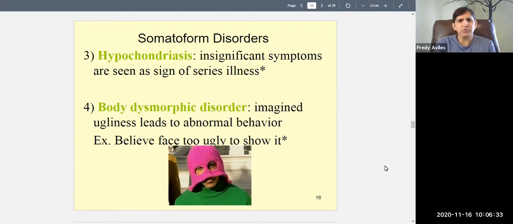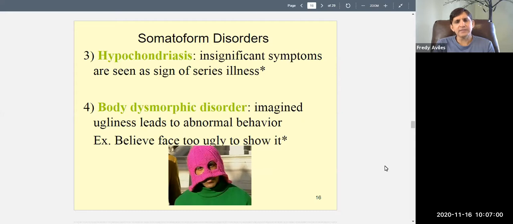Hypochondriasis, that one you've heard about. Ever heard of somebody being a hypochondriac? Those people have hypochondriasis. This is where they interpret insignificant symptoms as a sign of serious illness. So they're always checking for things. They look at themselves and they might see that their skin is a little bit wrinkly. So they run to the doctor and say, doctor, I have cancer. And the doctor checked them, nothing wrong with them.